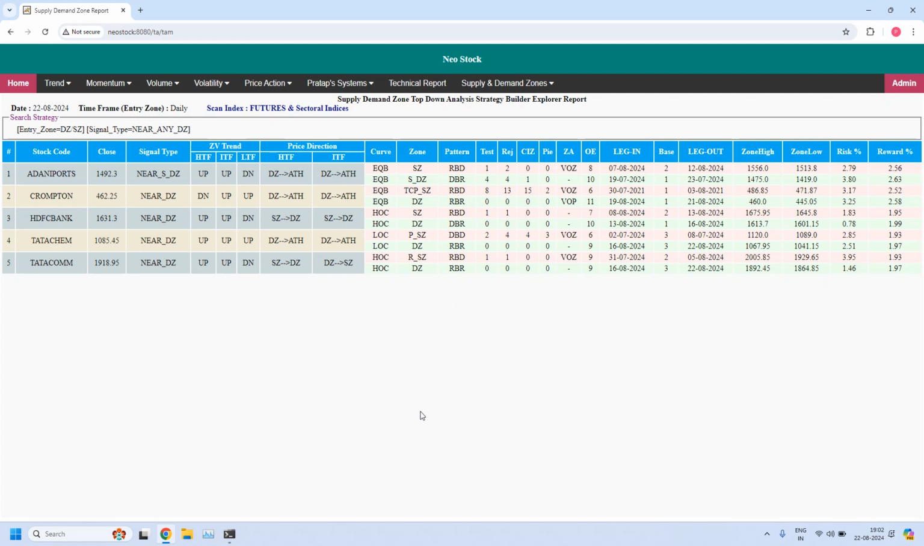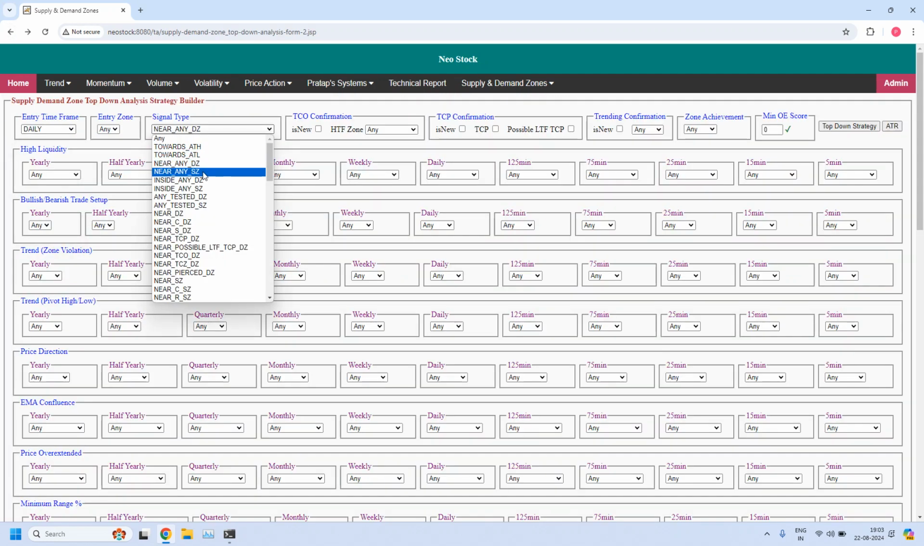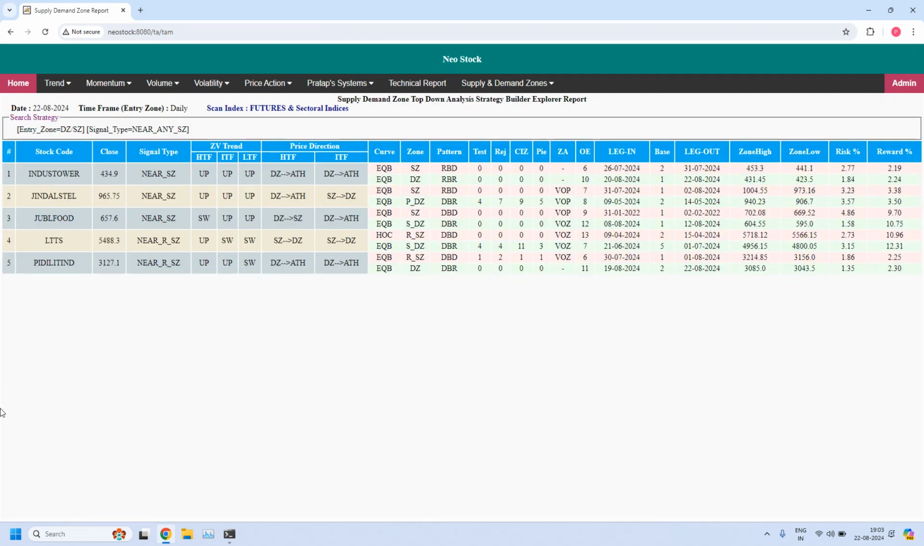up to the 5 minutes time frame, and if you can find a fresh fine-tuned 5 minute zone, you can plan the trade, otherwise the zone will be violated. So we have identified only one high liquidity daily demand zone from this daily time frame. Next report for daily time frame, let us find the stocks near daily supply zone. 5 stocks are filtered near to the daily supply zone.